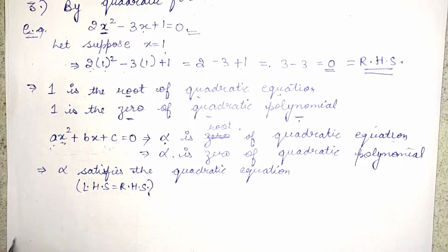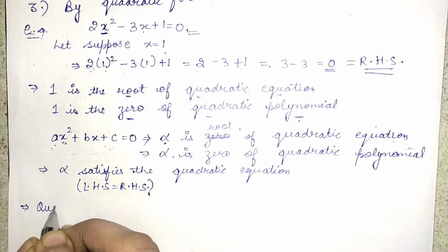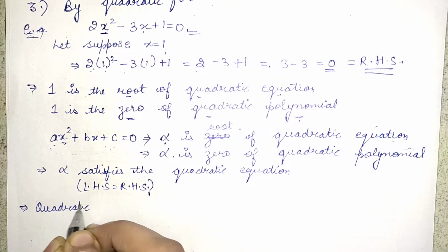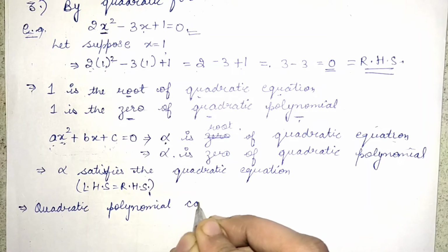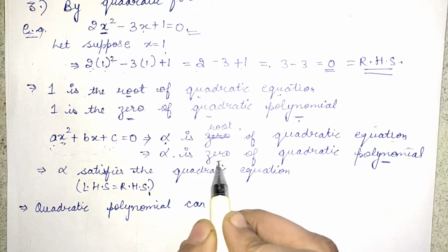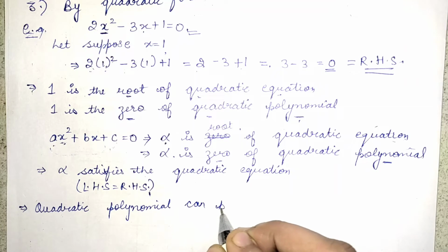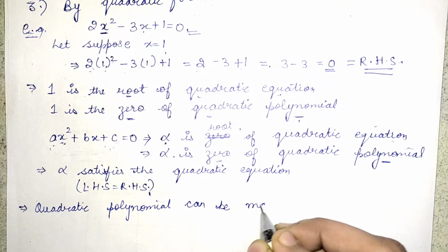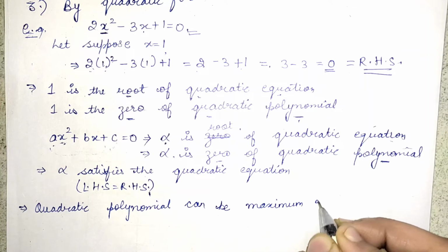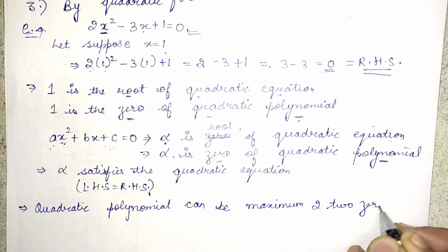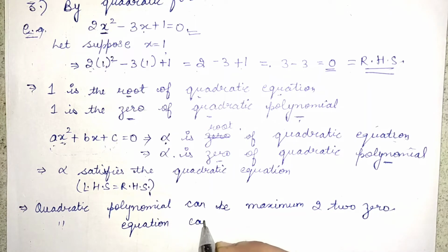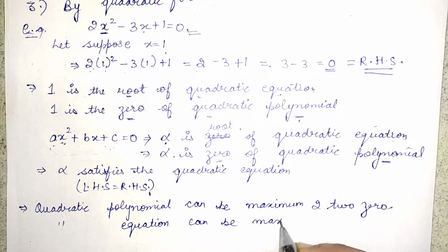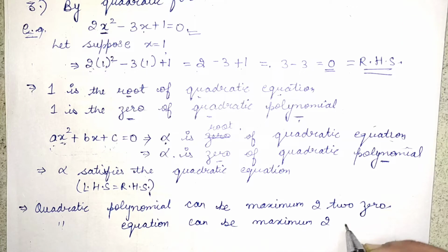You have understood in chapter number 2 in your previous term exam that any quadratic polynomial can have a maximum of two zeros. Similarly, if I talk about a quadratic equation, how many roots can any quadratic equation have? It can have a maximum of two roots, right?